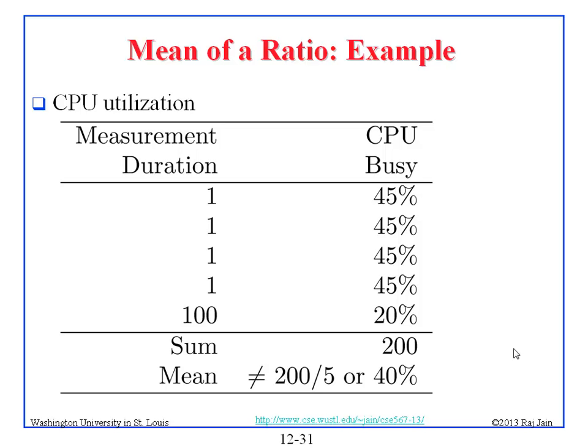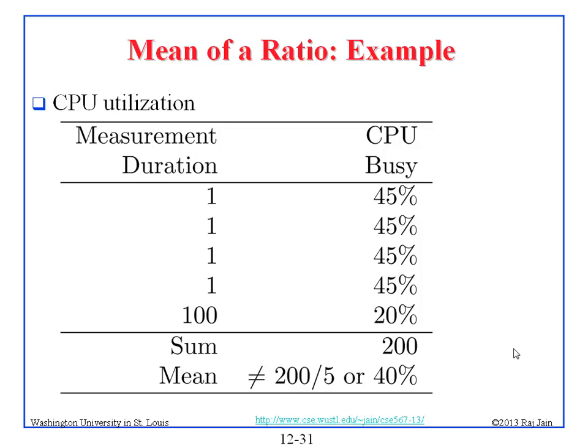We measured the CPU utilization for 1 hour. The busy time was 45%, second hour 45%, third hour 45%, fourth hour 45%, and then for 100 hours it was 20%. If you just add up like this, the sum is 200%, and divided by 5 is 40%. Is that the average utilization? No. Average busy time? No. Or average busy percentage? No.